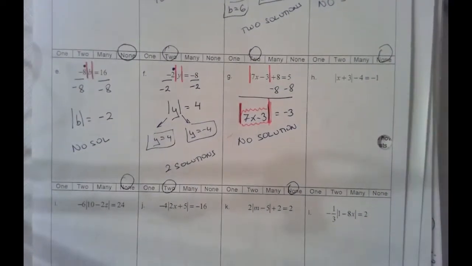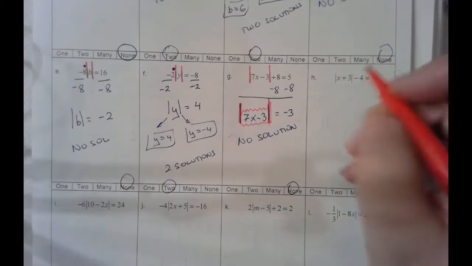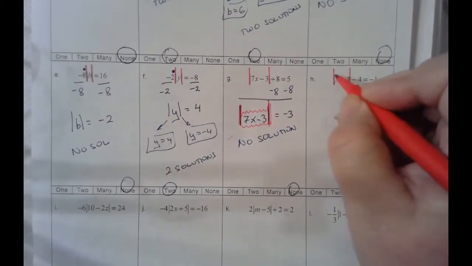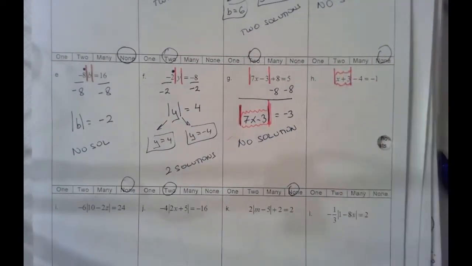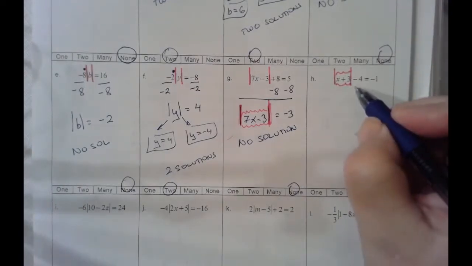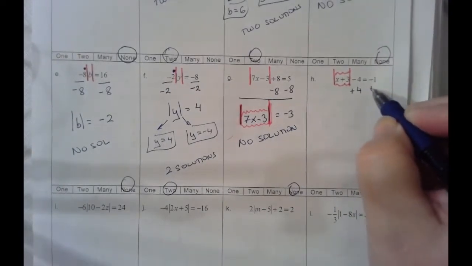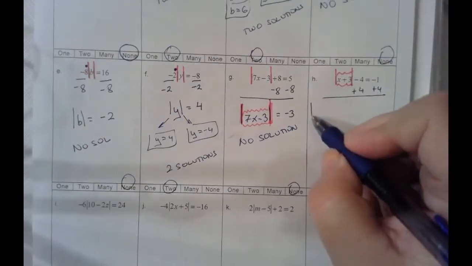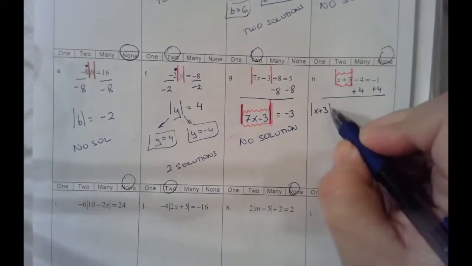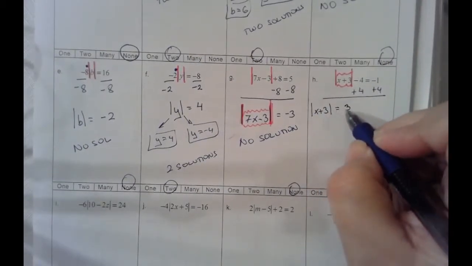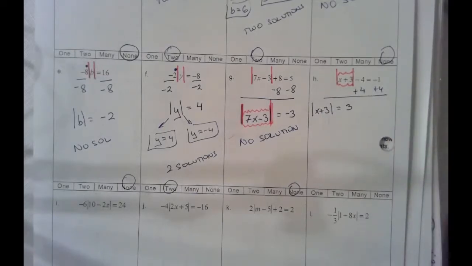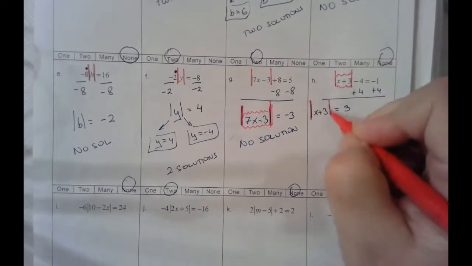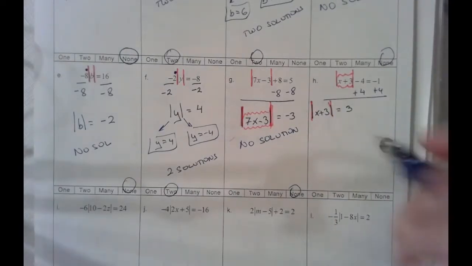In the next example, we are going to isolate my castle. So whatever is inside has to stay inside until you get the castle by itself. So I'm going to add 4 first. So you have x plus 3 equals 3, because negative 1 and positive 4 is 3. Now that I have my absolute value, castle doors by itself, I can open my gates.